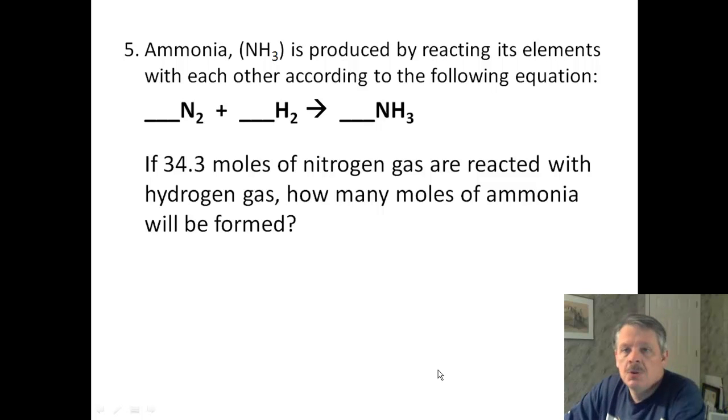Ammonia is produced by reacting its elements with each other, so I have to go and balance this equation. And let's see, I've got 2 nitrogens on the left, so I have to have 2 on the right, which gives me 6 hydrogens, which means I need the 3 there. So I am now balanced.